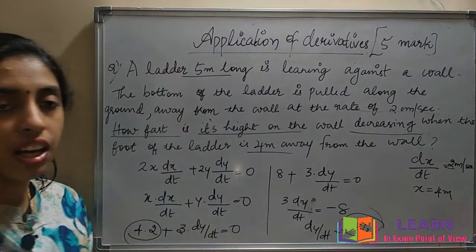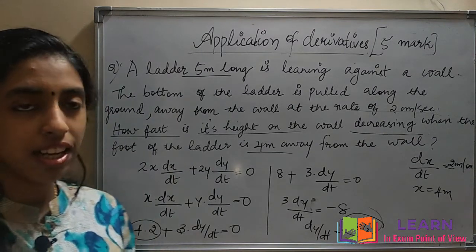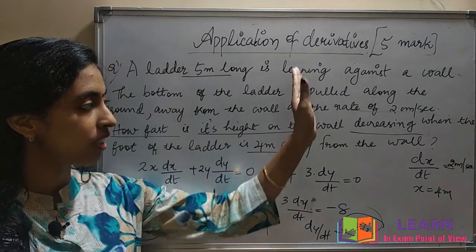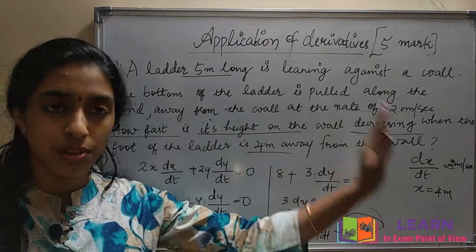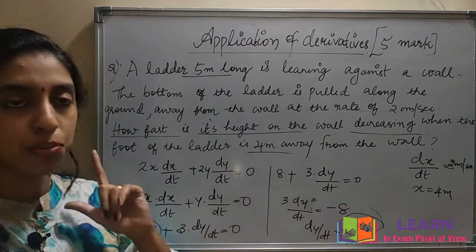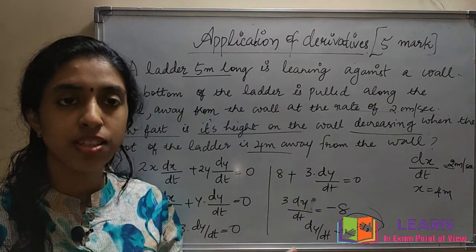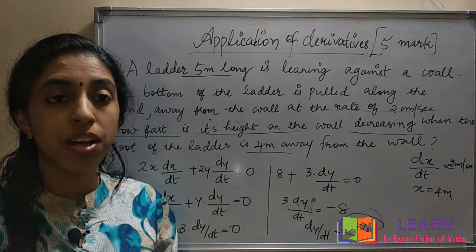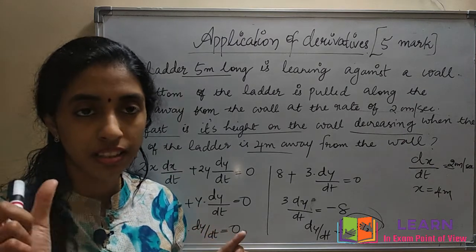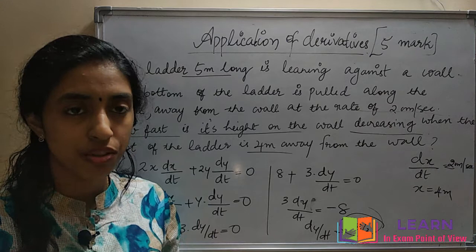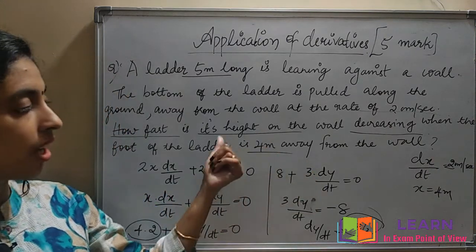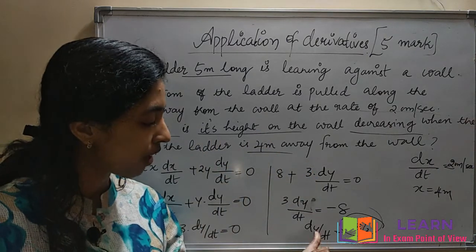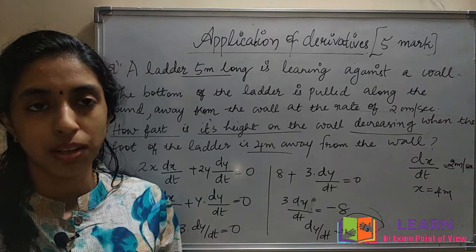So we got the height. Clear, I think. So read the question carefully. What all values are given? What is the shape you got? Here a right angle triangle. So we applied the Pythagoras theorem, differentiated that, and substituted the values. You will get the height. Height is y, so dy/dt is minus 8 by 3.